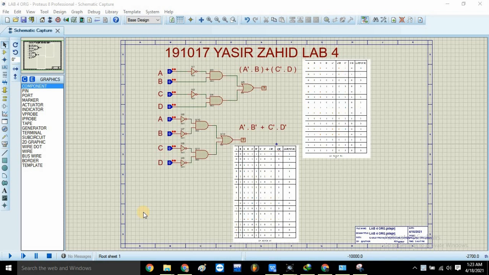Assalamu alaikum. This is 191017 Yasir Zahid. This is part of Lab 4's Proteus. Basically we are going to implement this Verilog, but first we have to implement its circuit in Proteus. So what I am going to do is simulate it and match its behavior with its respective truth table.